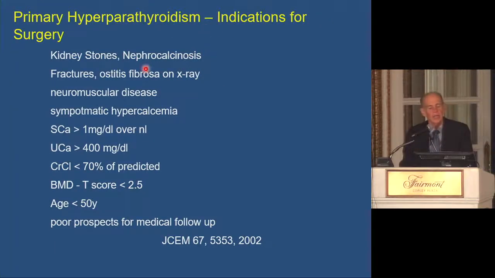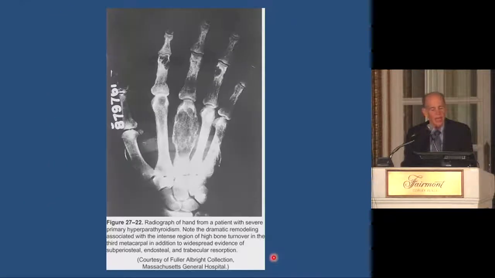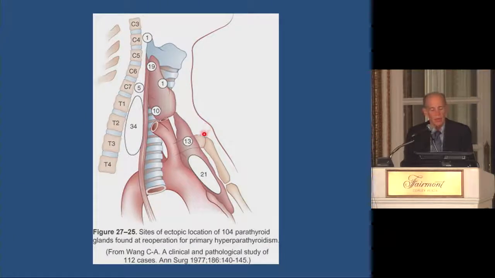Indications for surgery: stones, fractures, symptomatic hypercalcemia. You got it. These haven't changed in decades. This is excess PTH, bone resorption, brown tumors. Hopefully you'll never see this again. If you have, someone's not been paying attention to the patient. You can see how fracture prone these bones are.